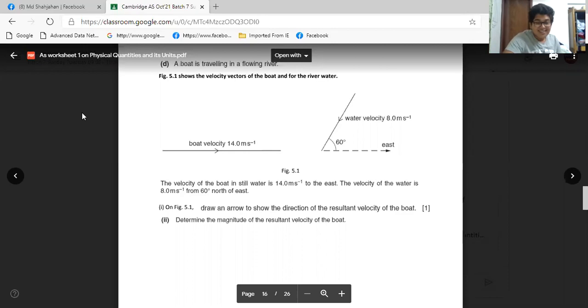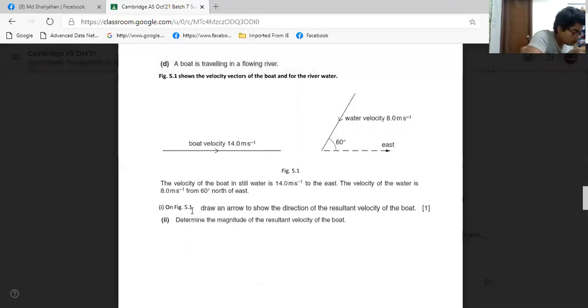Draw an arrow to show the direction of the resultant velocity of the boat. Determine the magnitude of the resultant velocity of the boat. So first, on figure 5.1, we draw an arrow to show the direction of the resultant velocity of the boat, right?